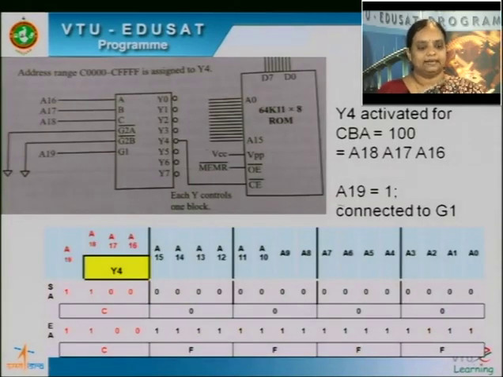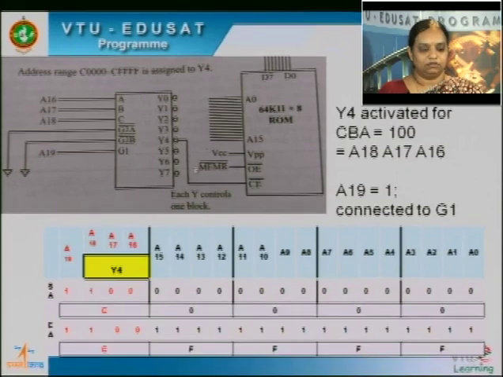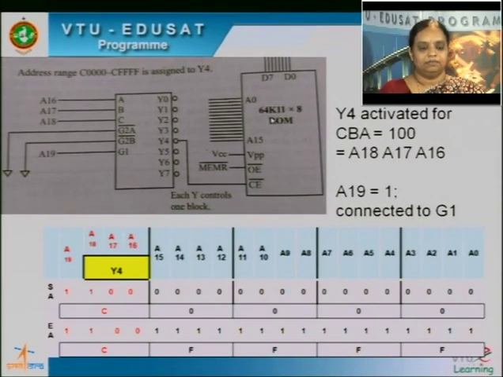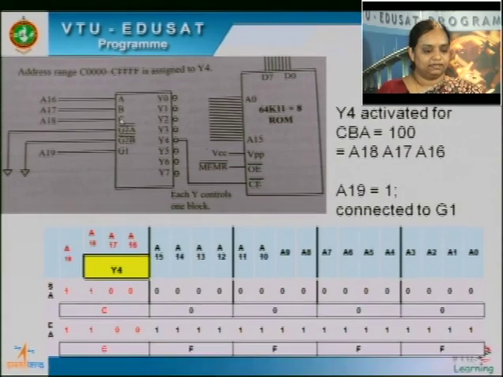So let us look at an example wherein I have a decoder IC, and Y4 of the decoder IC is connected to a memory chip. The memory chip that you consider is a 64K into 8 ROM. As I said, 64K will have address lines from A0 to A15. And to enable this chip, Y4 is connected to it. And Y4, as you know, is enabled when ABC is 100. So 4 is 100. So Y4 is enabled when C is 1 and B and A are 0.